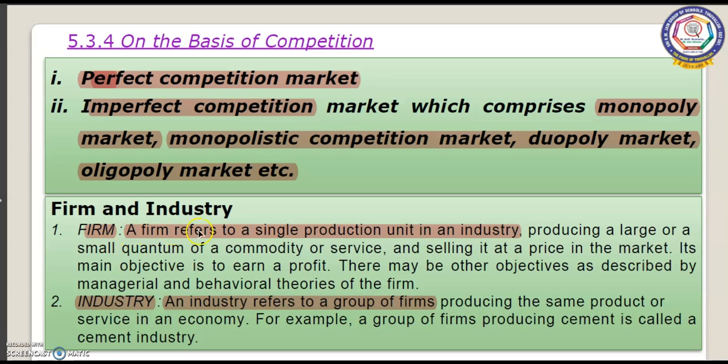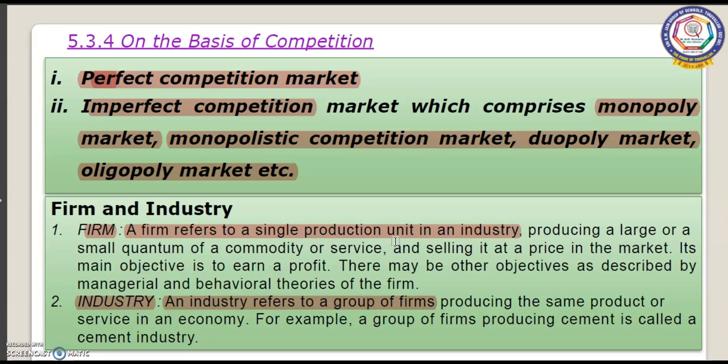First, firm. A firm refers to a single production unit in an industry producing a large or a small quantum of a commodity or service and selling it at a price in the market. So its main objective is to earn a profit. There may be other objectives as described by managerial and behavioral theories of the firm. So a firm refers to a single production unit in an industry. Industry refers to a group of firms.